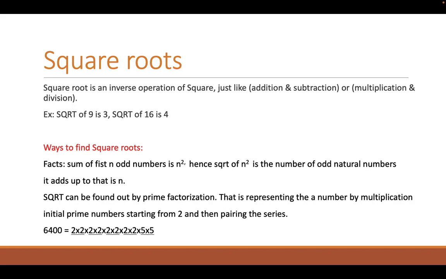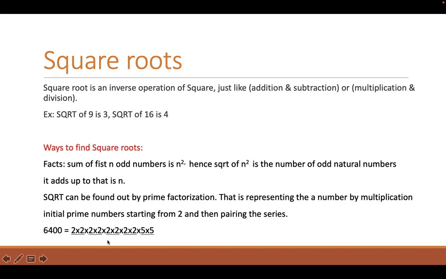The prime factorization of 6400 means we try to represent the number as a multiplication of prime numbers like 2, 3, 5, 7, and so on. I tried it with 2: 2 multiplied by 2 multiplied by 2, and after that it reached 5. I can represent it with prime numbers 2 and 5.